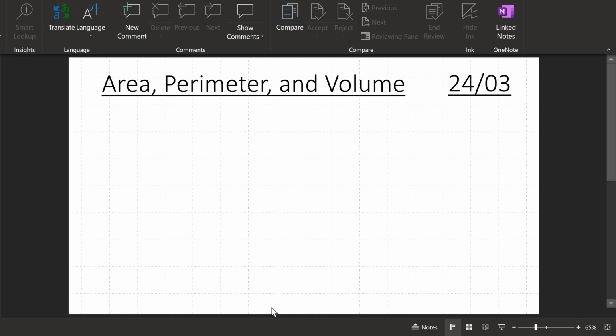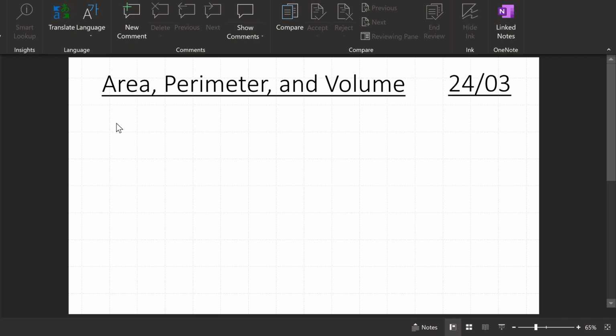You'll notice again we are going to continue on with this screen interface. Again, it just is so much faster on my end. And so far we've been working on area, perimeter and volume. We've looked at area, we've looked at perimeter. What do you think we're going to do next? Of course, it is volume. So, it's the 24th of March and we are on lesson 5.